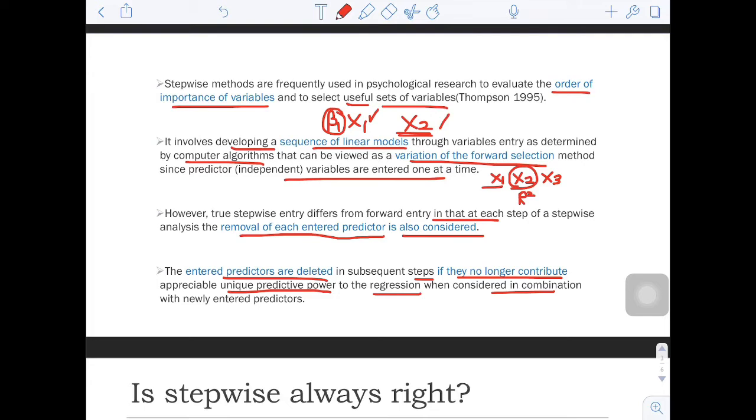So if somebody were to ask you what is the difference between forward and stepwise, in forward, once entered, there is no more removing, whereas in stepwise, look at this point 4. If the independent variable no longer contribute or it has no significant values, then it will be removed in the next process of regression model.